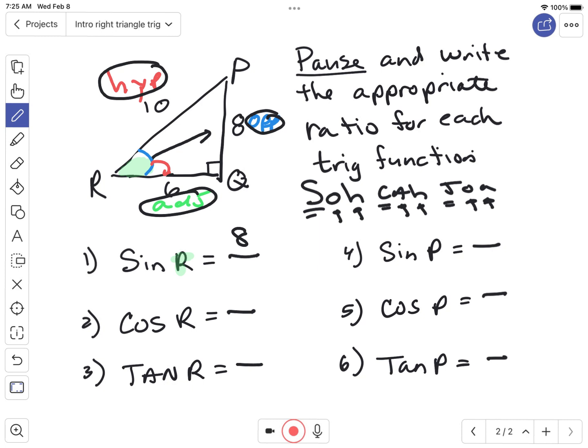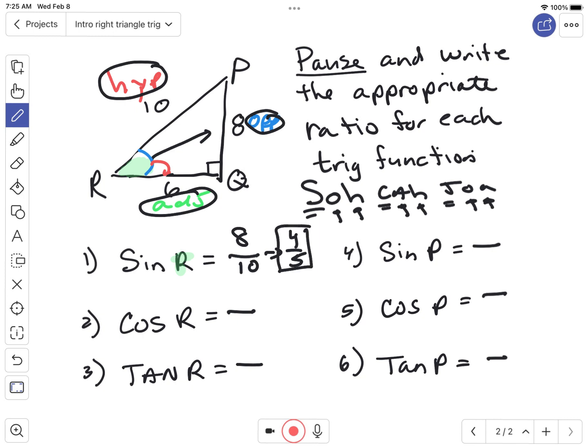So we need to do 10 because 10 is the hypotenuse, because it says to be opposite over hypotenuse. And then you should always reduce, right? So you should always reduce. So the final answer, if you reduce by 2, would be 4/5. So your ratio should always be reduced ratios.